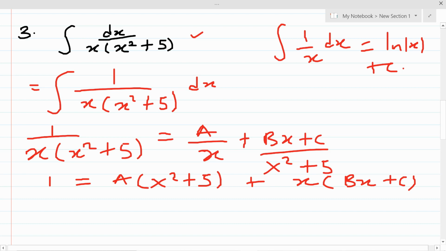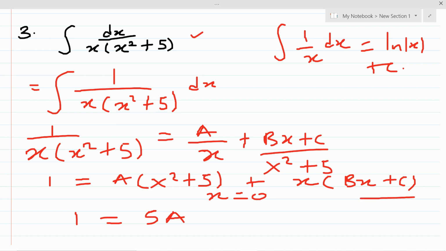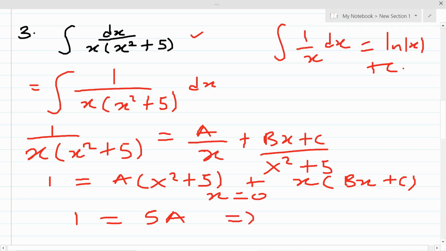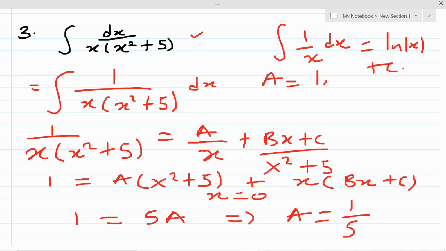Solving this, you know how we go about it. If I set x equals 0 in the first place, putting x equals 0 in place of wherever you see x, on the left I get 1. On the right I get a times 0 squared plus 5, which will be 5a, then plus 0 times the whole of this side, which is 0. So we get 1 equals 5a. Making a the subject, a is equal to 1 over 5. So what are our b and c?